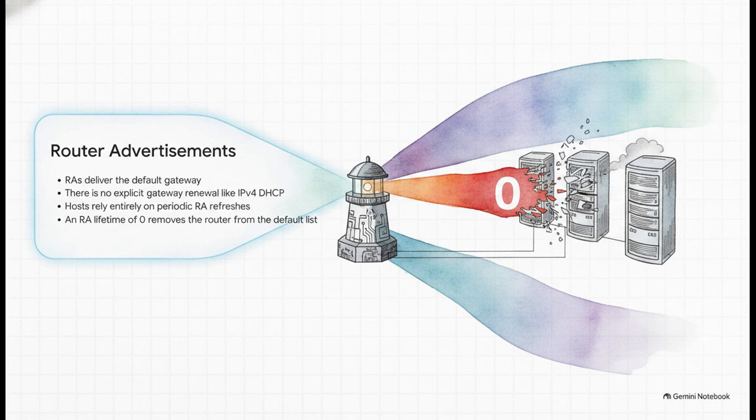Now, here's another huge pitfall: your default gateway. In IPv6, it's delivered entirely through router advertisements, or RAs. There's no explicit gateway lease renewal like you're used to with IPv4 DHCP. Instead, it relies 100% on periodic RA refreshes from the router. Pay really close attention to this part. If a router sends an RA with a lifetime of 0, it is explicitly telling every host on that segment, hey, stop using me as a gateway immediately.